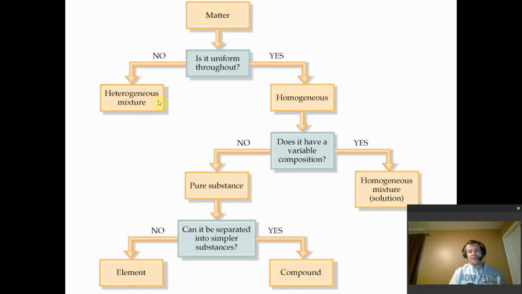So once you've decided whether it's heterogeneous, it's clearly a mixture of different things, or I can't tell, it looks like it's one thing, then you move on to the next branching category here. Does it have a variable composition? What that means is, if I were to zoom into the individual atoms and molecules, would it be made of one type of particle, or a mixture of particles? If it's made of a mixture of particles, then we're going to say it's a homogeneous mixture, or we also call this a solution.